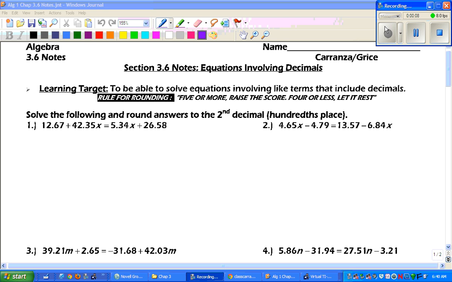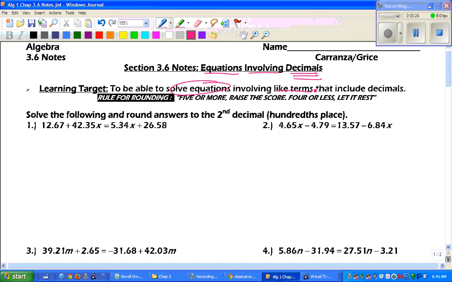Today we're going to be talking about section 3.6 notes, equations involving decimals. Our learning target is to be able to solve equations involving like terms that include decimals. That's going to be the only difference today. And we want to remind you about the rule for rounding, which is 5 or more, raise the score, 4 or less, let it rest. So please have your calculators handy since you will be using them today.